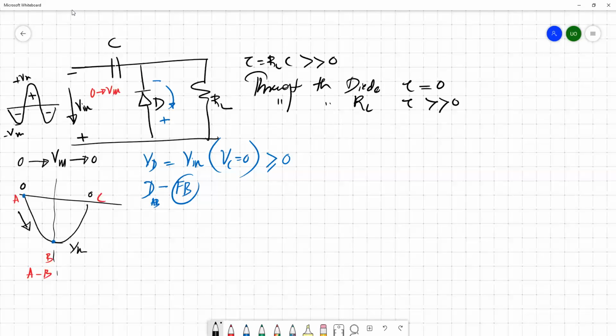So once this diode is on, we can consider it as a short circuit element, and this capacitor gets charged to V0. During that, I'll draw this input signal.